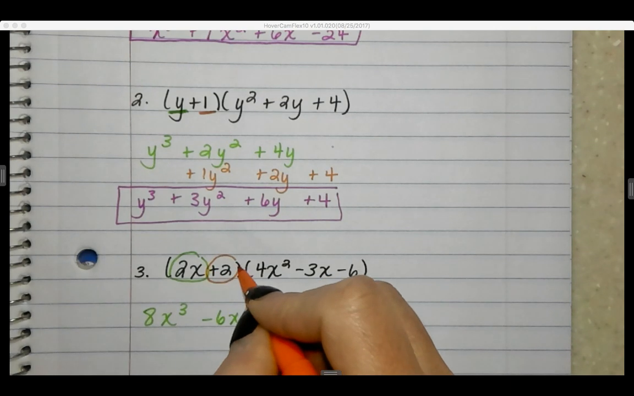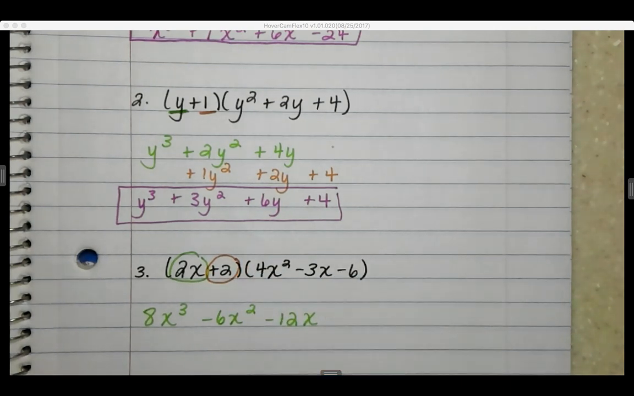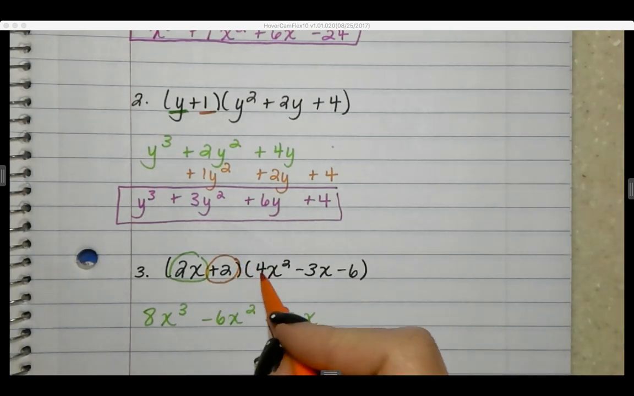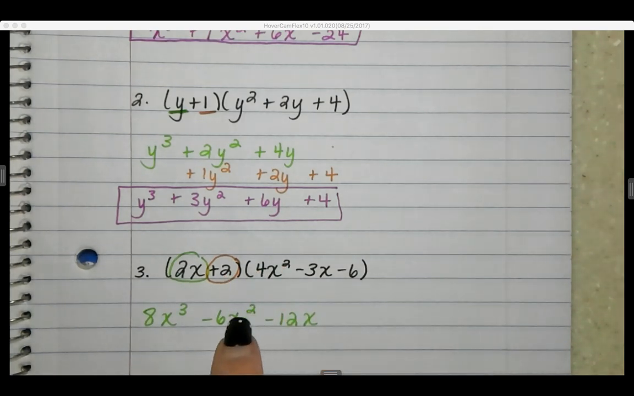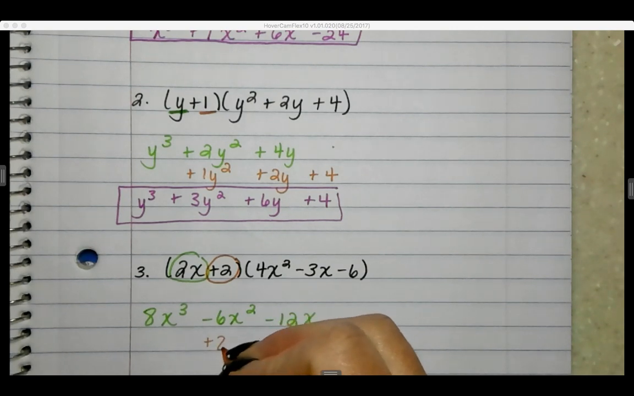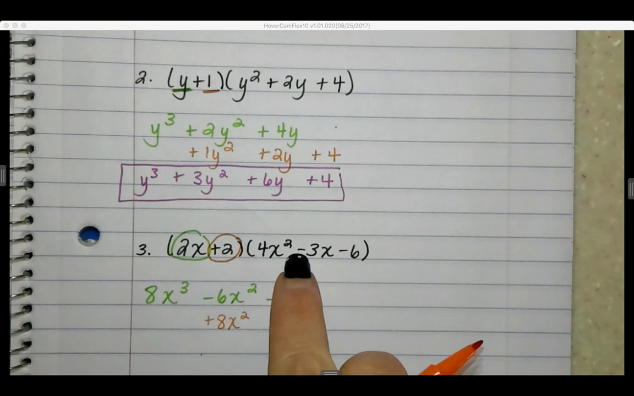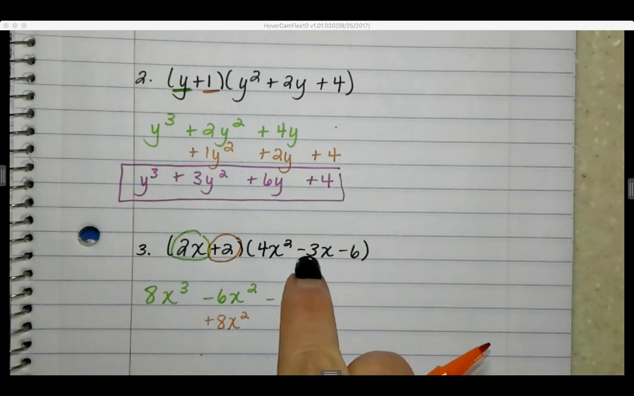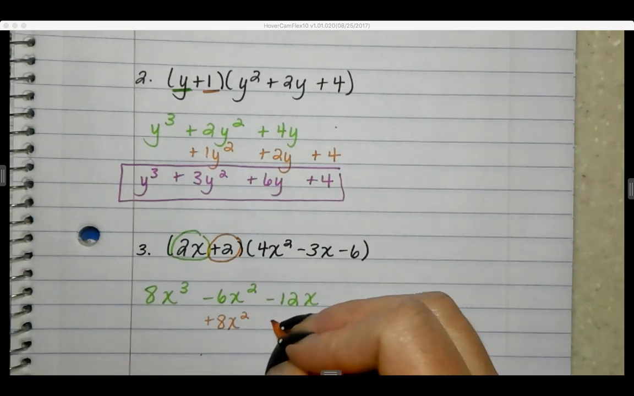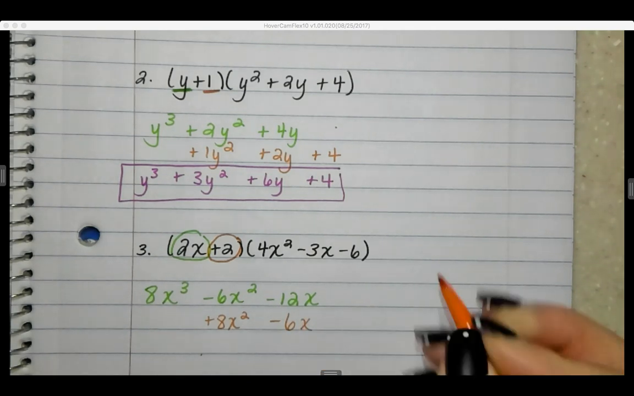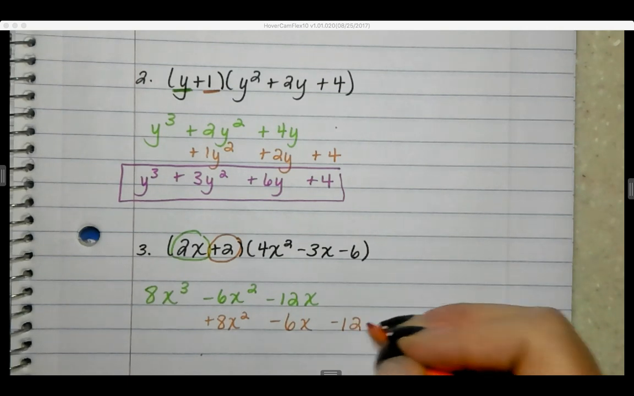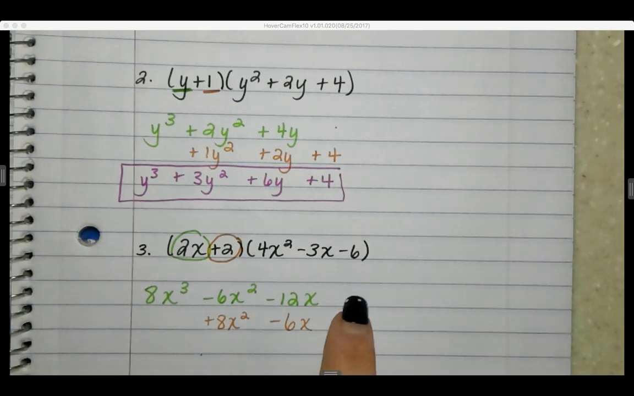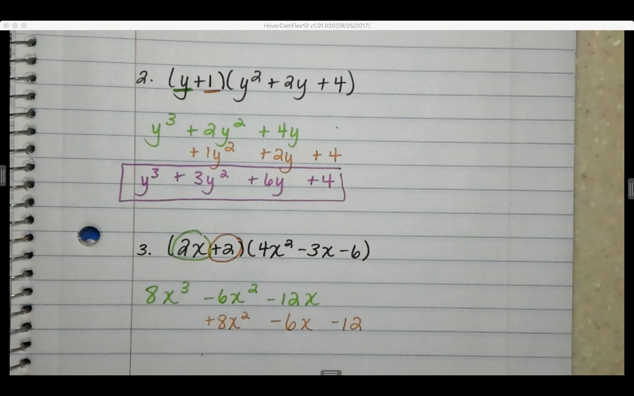Let's multiply this positive 2 times all 3 pieces, and let's write those in orange. Positive 2 times 4x squared makes 8x squared. So I should line that up here. Positive 8x squared. The 2 times the negative 3x or the minus 3x makes a negative 6x. That's going to line up there. And the 2 times a negative 6 or a minus 6 makes a constant of negative 12 or minus 12. This guy didn't have a constant, so you just kind of put him out there at the end.